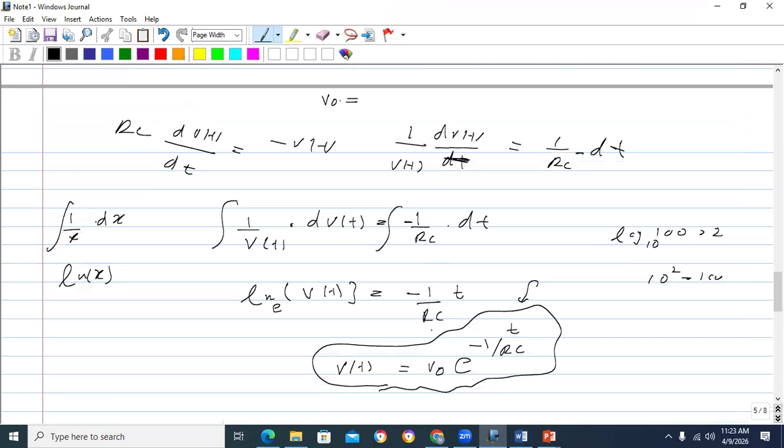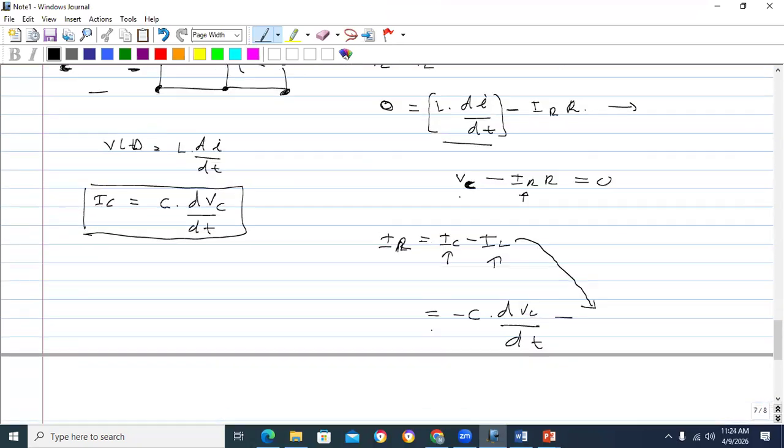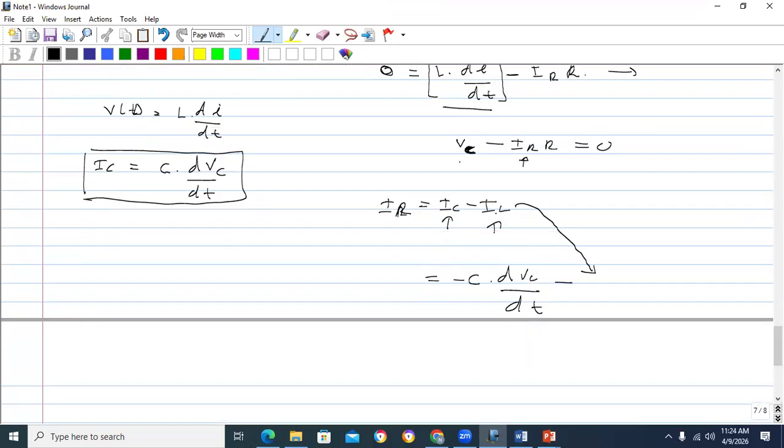What is this IL? That is the current through the inductor. This IL is the current through the inductor.